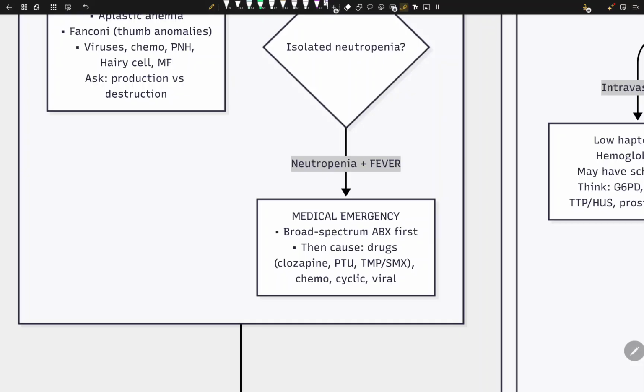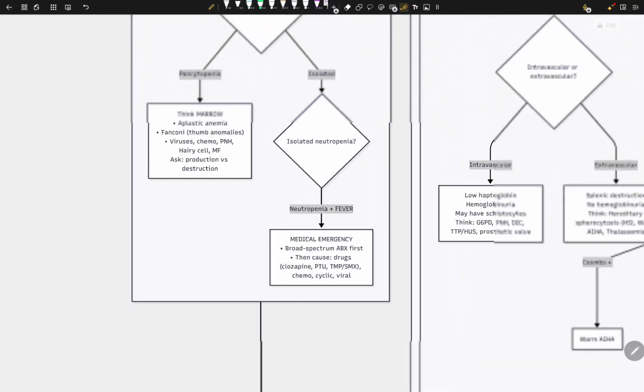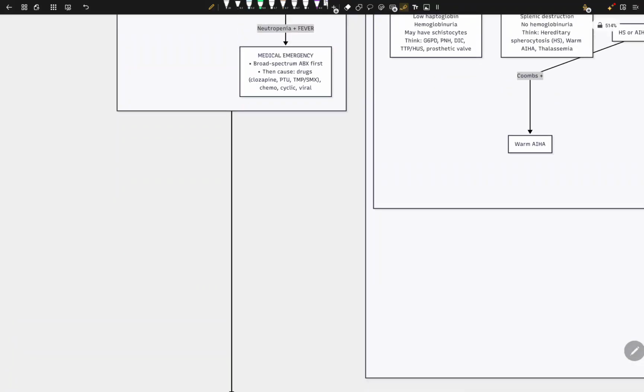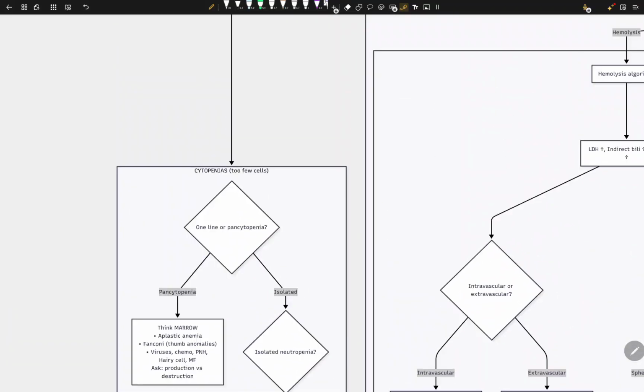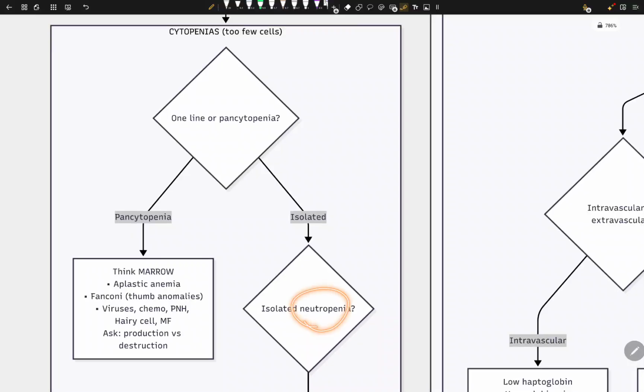Then we can start thinking about drugs. Why does he have neutropenia? Maybe he took a lot of clozapine, maybe it's PTU, maybe he took TMP-SMX, right? Maybe it's chemo, maybe it's cyclic, maybe it's viral. Which kind of neutropenia is that? Now we go on, we covered neutropenia, we covered pancytopenia, what about RBCs?